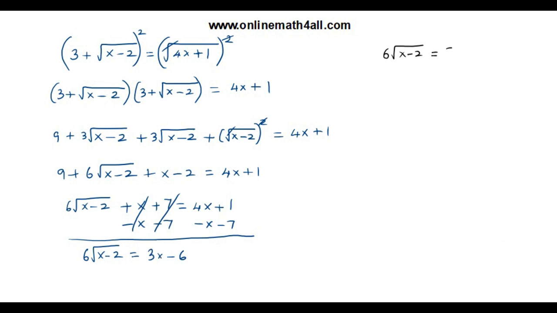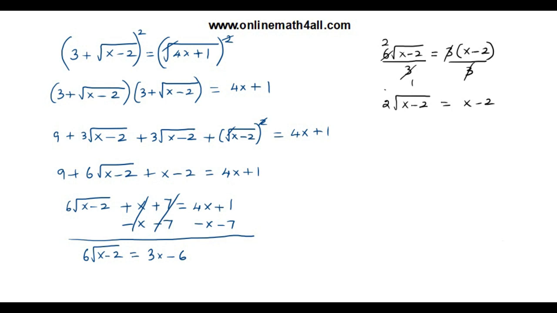Both are multiples of 3, so we can factor 3. If you factor 3, you will get x minus 2 inside the parenthesis. So both 6 times square root of x minus 2 and 3 times x minus 2 are multiples of 3. To make the numbers smaller, we can divide both sides of the equation by 3. So this 3 will cancel out. 3 goes into 3 one time, 3 goes into 6 twice. So 2 times square root of x minus 2 is equal to x minus 2.